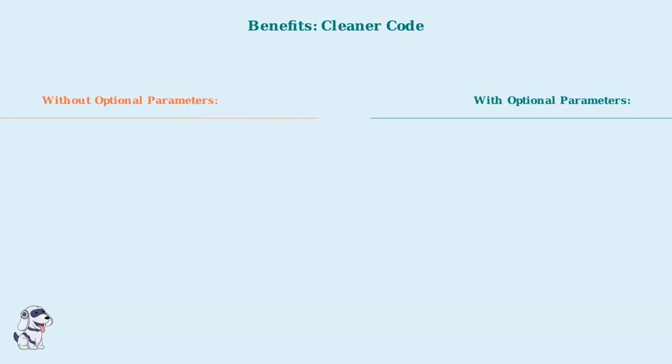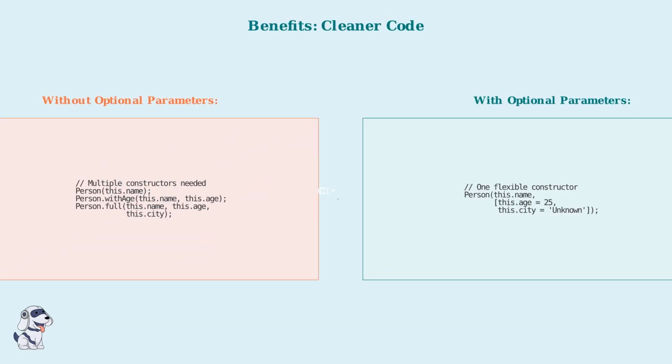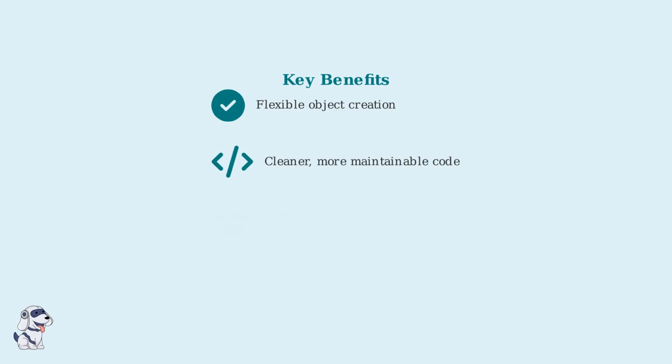Optional parameters eliminate the need for multiple constructor overloads. Instead of creating separate constructors for different parameter combinations, one flexible constructor handles all cases, making your code cleaner and more maintainable. Optional parameters in constructors make your classes more versatile and user-friendly. They provide flexibility in object creation while maintaining clean, readable code. This is a powerful feature that every Dart developer should master.